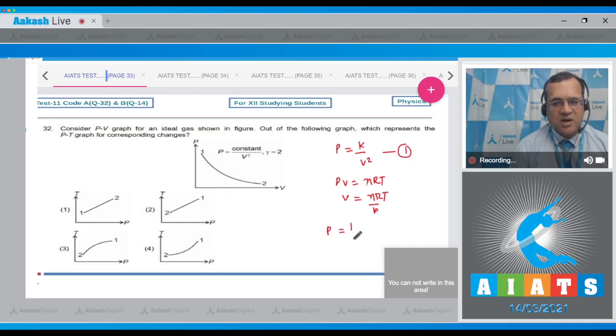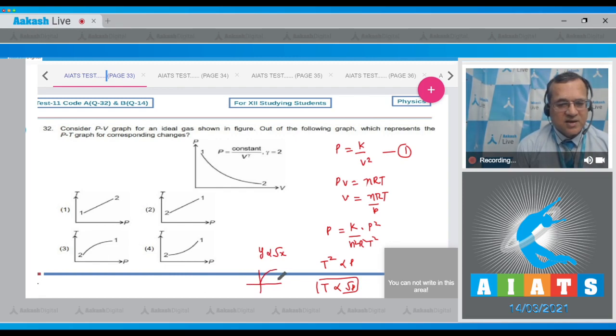So P is equal to K divided by V square, that is equal to N square R square T square and P square. So T square on this side and P on this side. So P is proportional to T square, or T square is proportional to P, or T is proportional to root of P. So this graph becomes parabola, but Y proportional to root of X is the graph on this, like this one. So therefore the correct graph to this is graph 3.